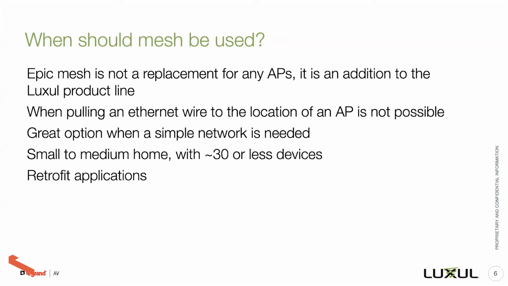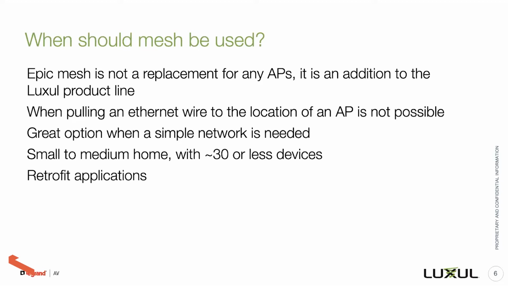Some of the ways that mesh can be used really well is when pulling an Ethernet wire to a location is not a possibility. So let's say you're retrofitting, and maybe it's an older home with lath and plaster walls, or everything's finished, and you just simply cannot get a wire to where you'd need to get a wire. That's a great use case for mesh, because now you can still get network there, and as long as those can connect up on that backhaul radio, you can create really good coverage out of a network. So that's one great option for it.